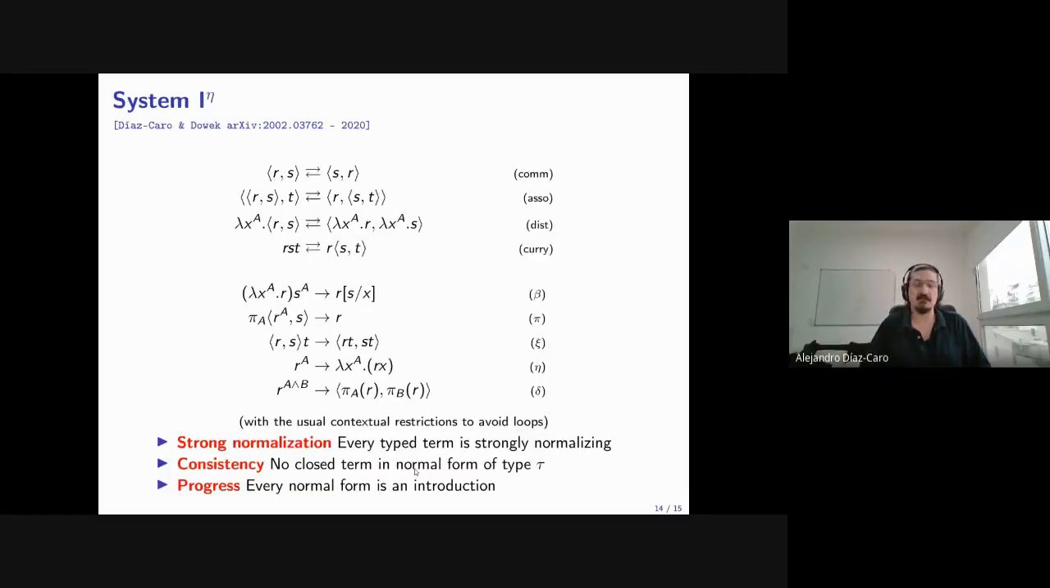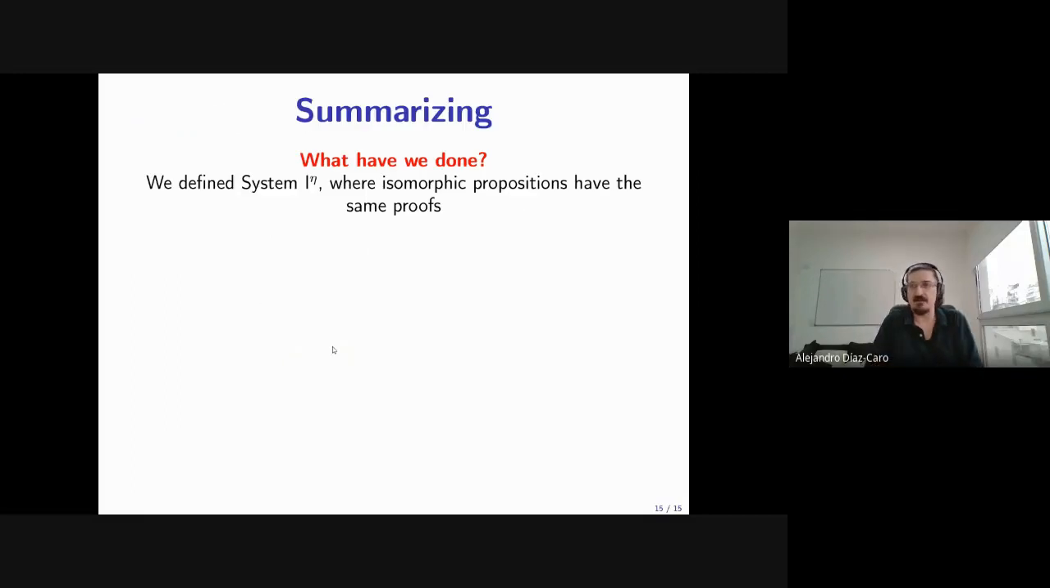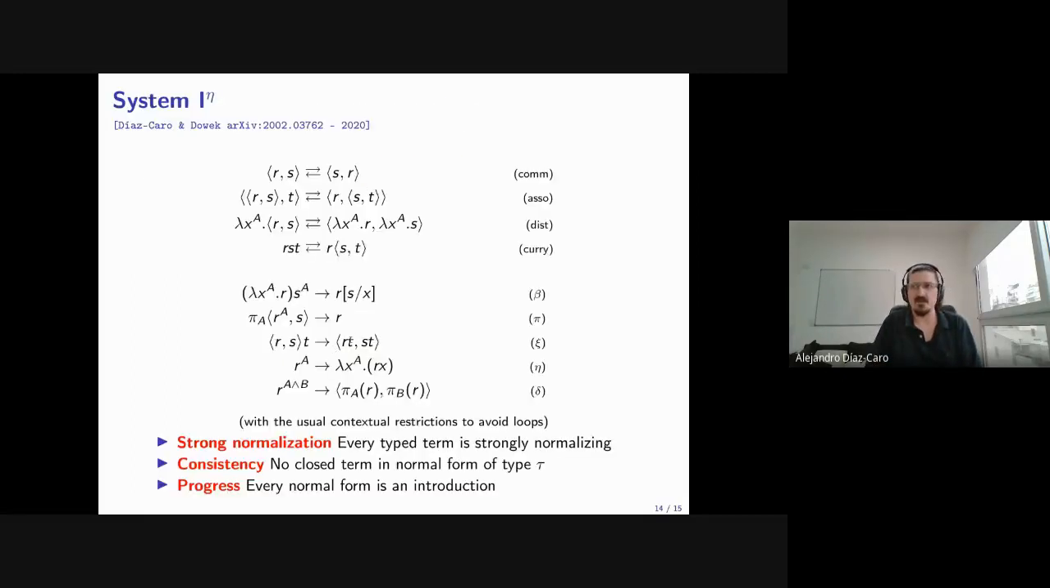This is system I eta, because it's with extensional proofs. What we get is four of the five rules we had before. This fifth rule, we notice that in fact it could be directed, because going from here to there makes sense. From here going to there doesn't make sense, because you have a pair and you are giving an argument; the pair is not expecting an argument. Instead, if you have a pair of functions and you pass this argument, it makes sense. So it makes sense to put it in just one direction.